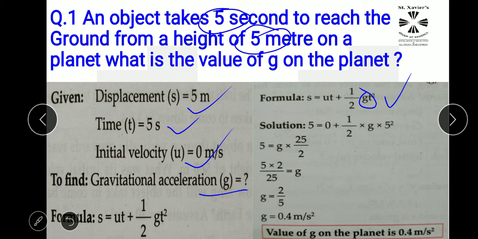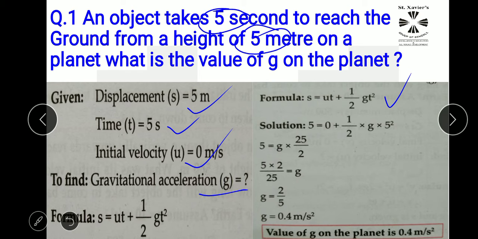Now this formula, students, we have already learned when we were doing gravitation part 3. So if you want, you can revise it from gravitation part 3. At present we are going to use this formula, s is equal to ut plus half gt square, students.